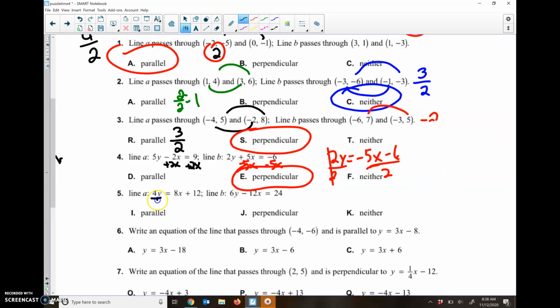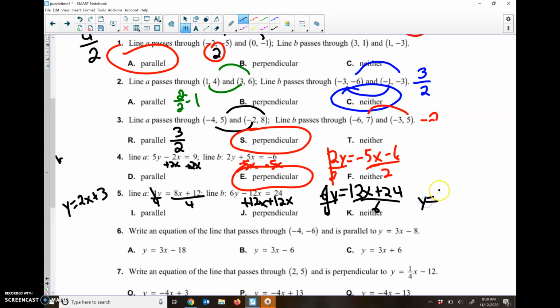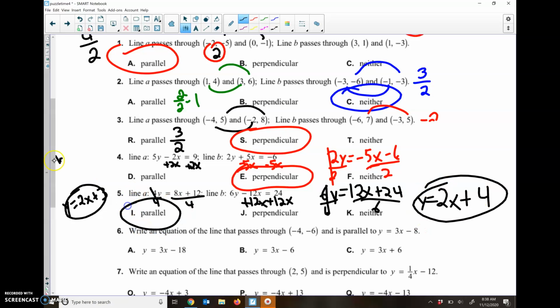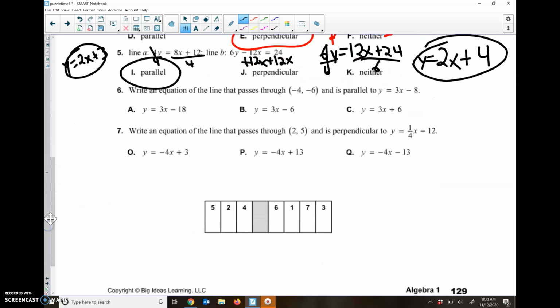Okay, looking at number 5 for A, it's just a one-step one. So if I divide both sides by 4, I get y equals 2x plus 3. Here I'm going to subtract 12x from both sides. So I get 6y equals 12x plus 24. Divide by 6, divide by 6. So I get y equals 12 divided by 6 is 2, 24 divided by 6 is 4. So I end up with y equals 2x plus 3 and y equals 2x plus 4. Their slopes are both 2, and so when their slopes are the same, they are parallel.